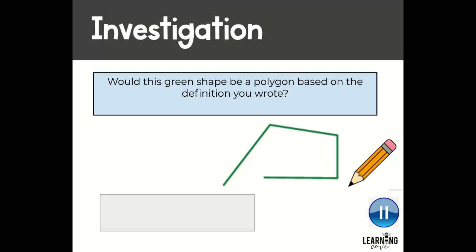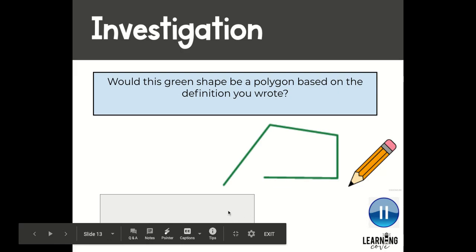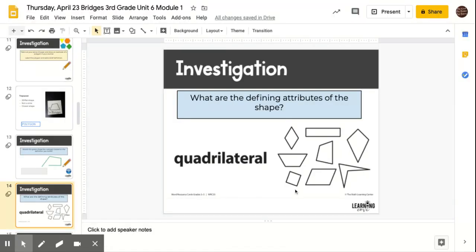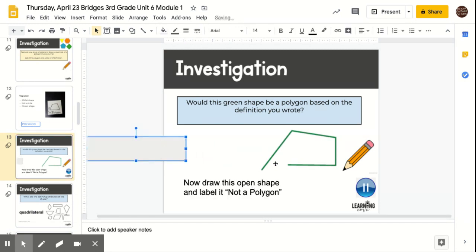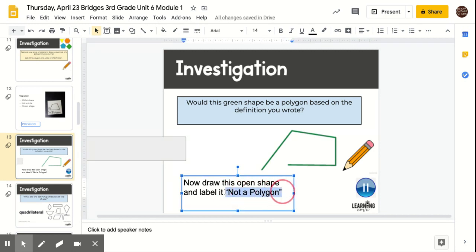Now, what about this green shape? Would that be a polygon based on the definition you wrote? What do you think? It is not a polygon because it is an open shape. Polygons must be closed. So now I would like you to actually redraw this shape, this open shape, and label it with the words not a polygon. You can pause the video now.